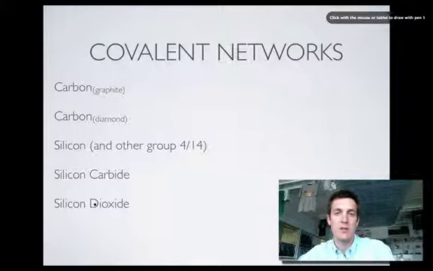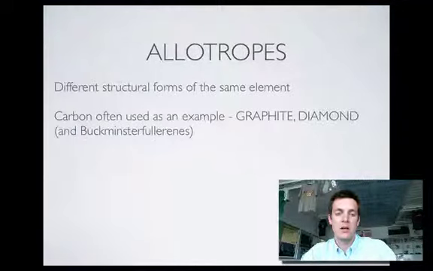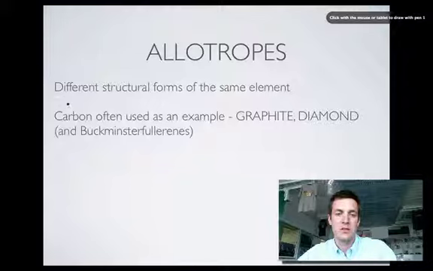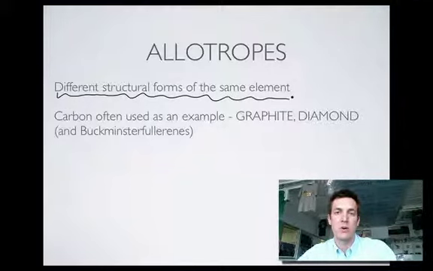Any other covalent network, they'll introduce it as a covalent network before they start asking you questions about it. Okay, let's try and understand what we mean by allotropes. We've been talking a little bit already about the allotropes of carbon. The definition is an important one, and here it is. Different structural forms of the same element is what we mean by allotropes. Carbon's often used as an example of allotropy in year 11 and 12 chemistry.